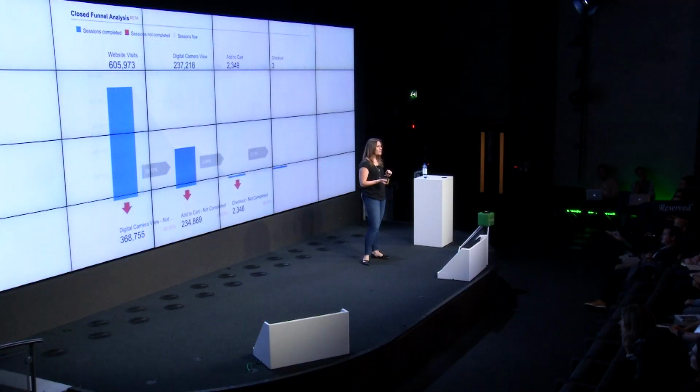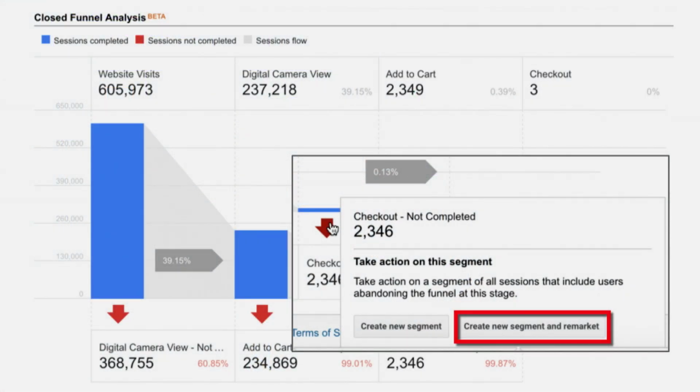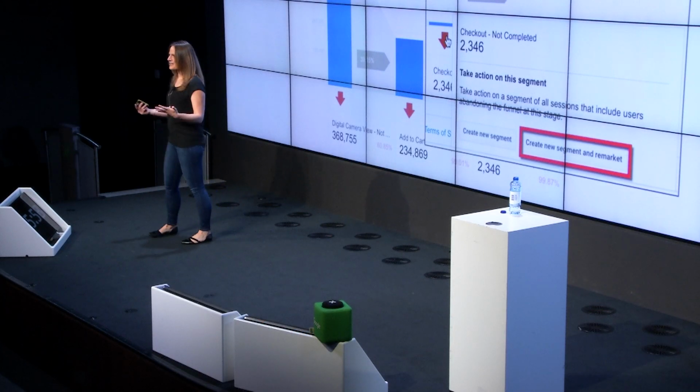I love this report because if you click on any one of those red arrows at the bottom, it will actually open up a box that says, in this case, from add to cart to checkout, hey, you had 2,346 people that added to their cart, but they didn't check out. Do you want to create a segment or an audience and remarket to these people? Well, yes, we're all good analysts, we're all good marketers here. Of course we want to remarket to these people.